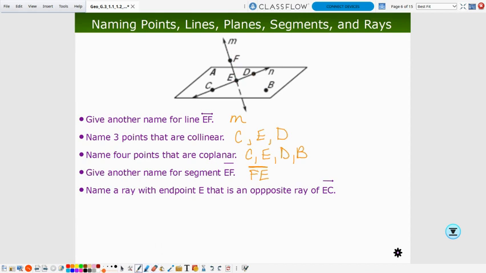So if I have a ray with an endpoint of E, I know the name has to start with E. I need it to be the opposite of EC. So here's EC going in this direction. The opposite ray, which means it needs to be in the same line, will be ED. And we notate that with an arrow headed to the right side. This also indicates that E is your endpoint.